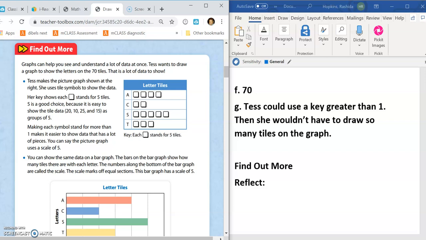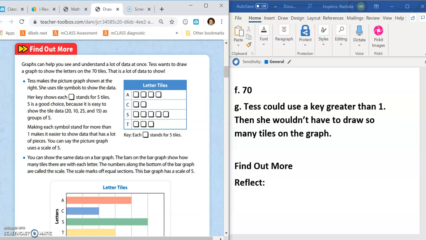5 is a good choice because it's easy to show the tiles. So A, as we said, was 20, and C is 10. S is 25, and T stands for 15, as groups of 5. So make each symbol stand for more than 1. That was our answer for our last page. So it makes it easier to show data that has a lot of pieces.